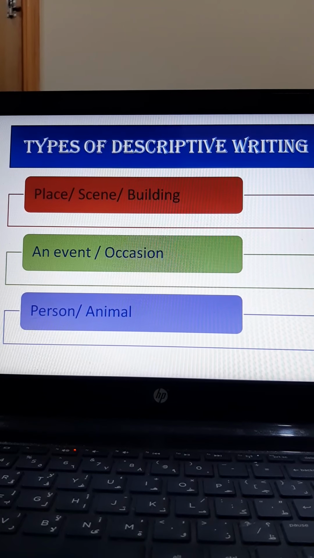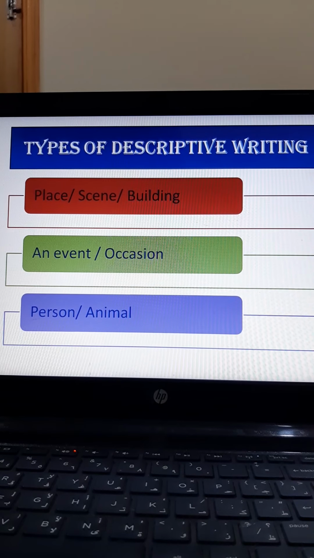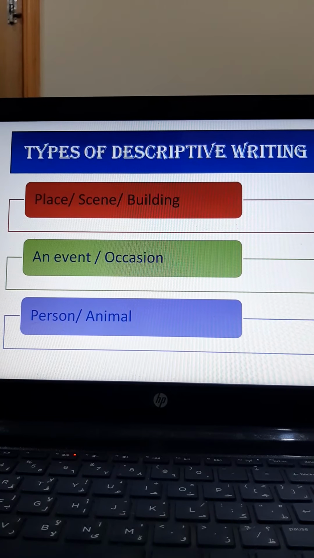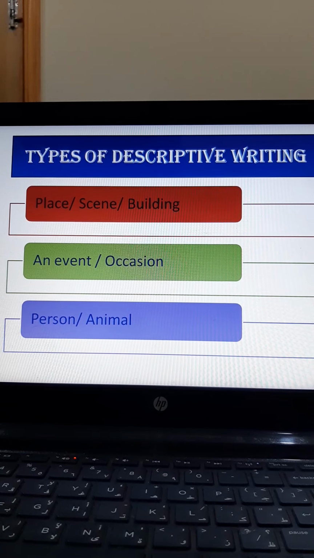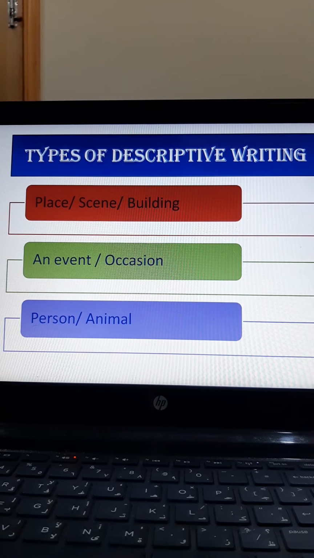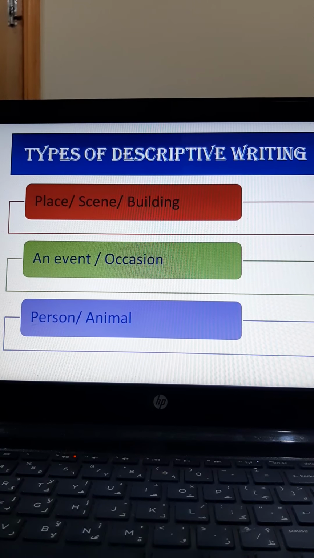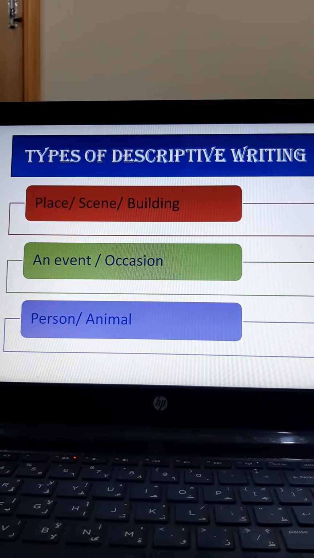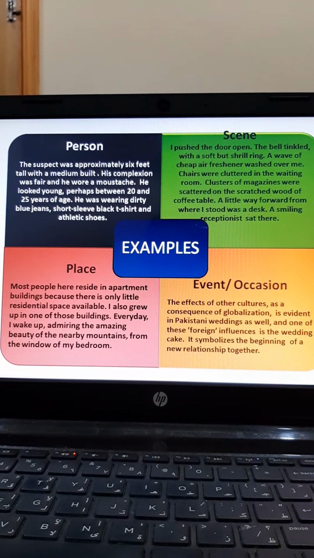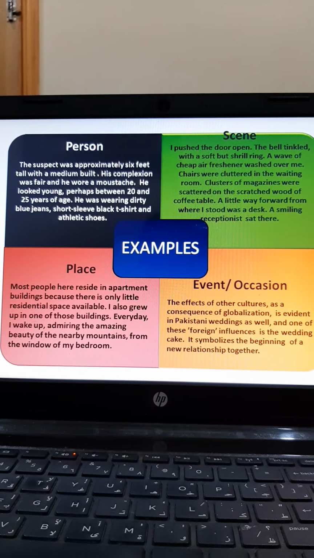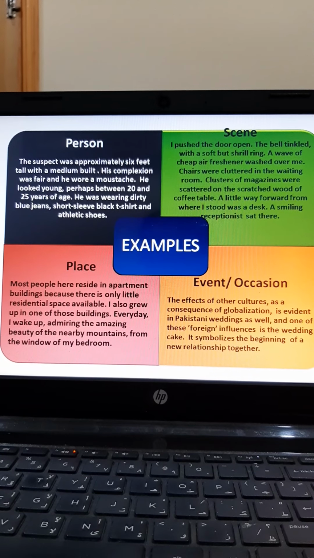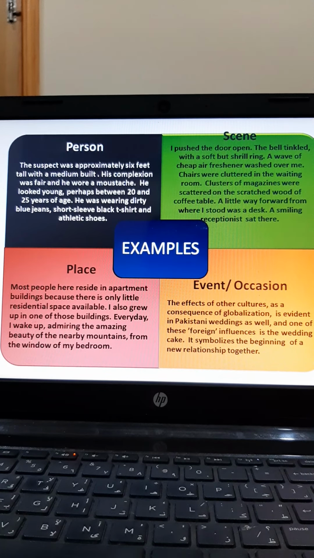Okay, so what are the types of descriptive writing? It could be description of a place, a scene, or a building. It could be description of an event or an occasion. Or it could be description of a person or an animal. Now, I have written a few examples of descriptive writing and I'll be reading these for you. The first one is about a person. Please listen carefully.